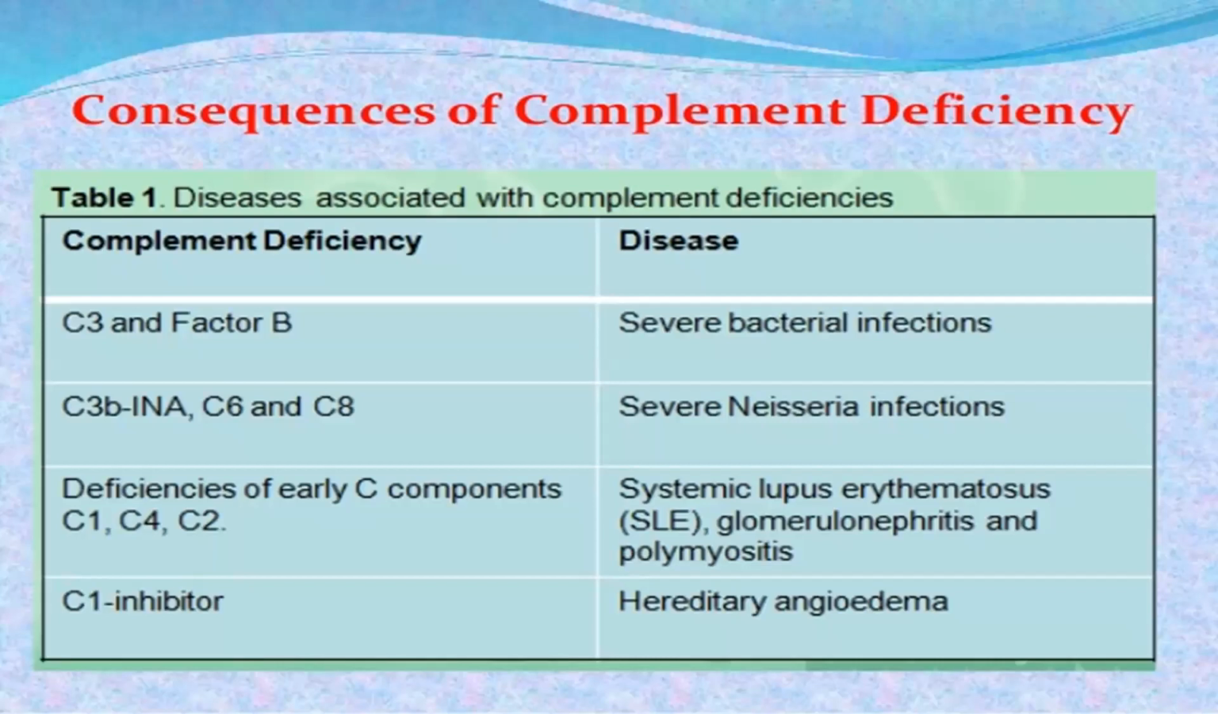If we have a deficiency of certain complements, we can have some diseases. In case of deficiency of C3 and factor B, a severe bacterial infection can take place. If there is a deficiency of C5, C6, or C8, even a severe infection can take place. Similarly, C4, C1, and C2 deficiency can cause SLE and glomerulonephritis, and a kidney problem can take place. Deficiency of C1 inhibitor can cause angioedema.